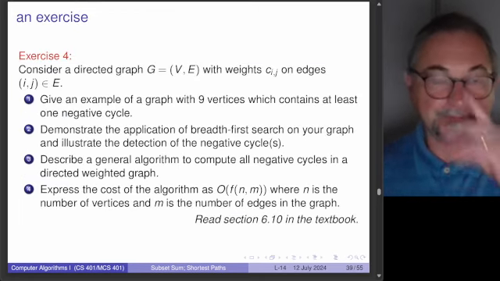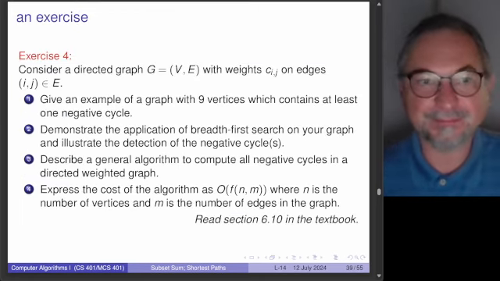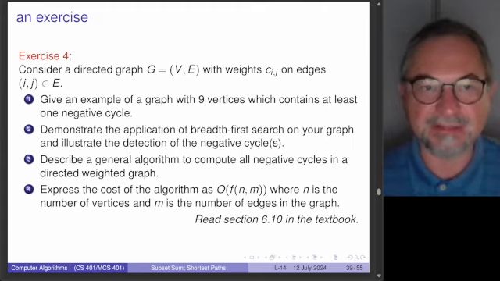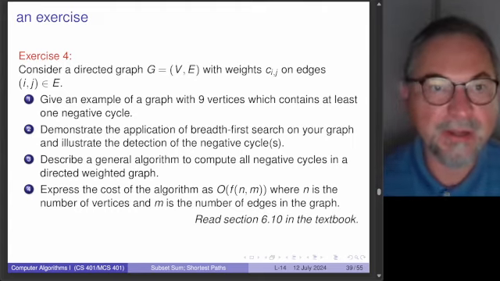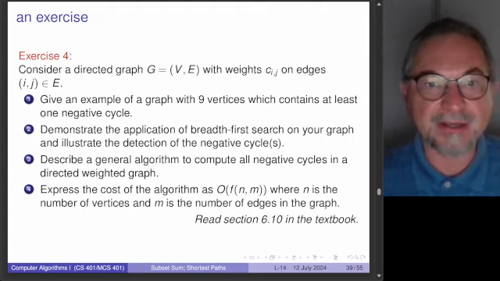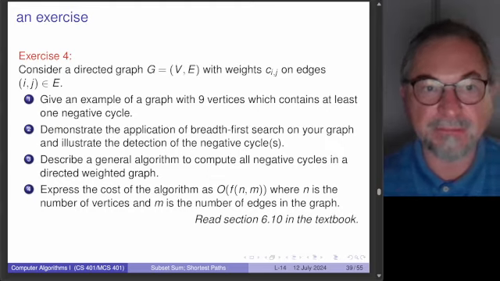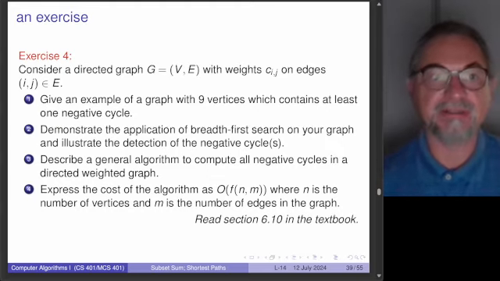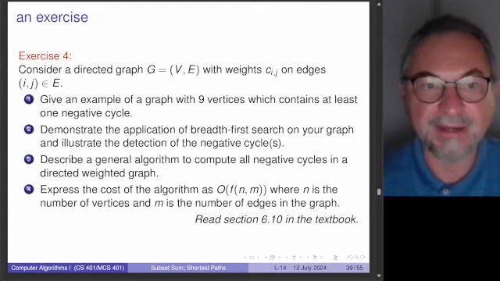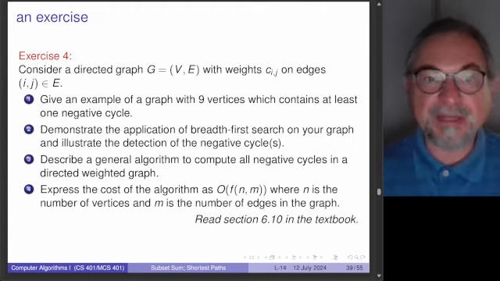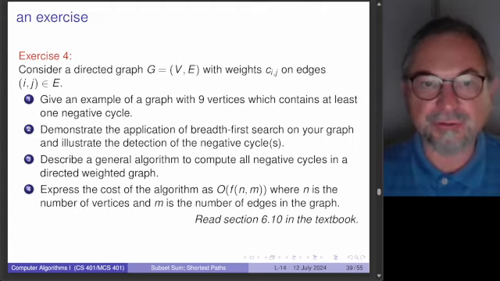Okay, here is an exercise. This is exercise 4 in the lecture. As I said, this is the second half of lecture 14. We consider a directed graph with weights on edges. Generate an example of 9 vertices and at least one negative cycle, and then demonstrate the application of the breadth first search on your graph.